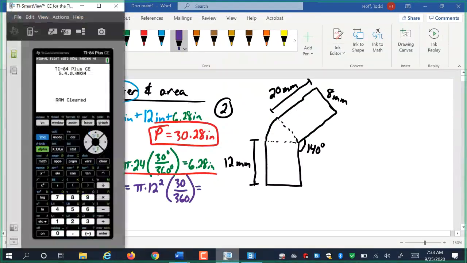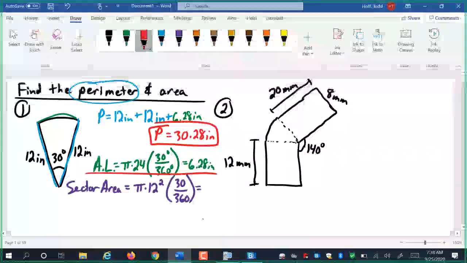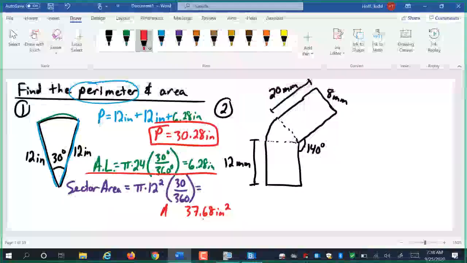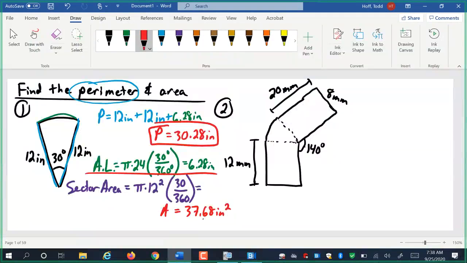So we have pi, I'll do 3.14, times 12 squared, times 30 divided by 360. 37.68, we get there. That is our area. Of course, the lengths are in inches, so that area will be in square inches. Not so bad.